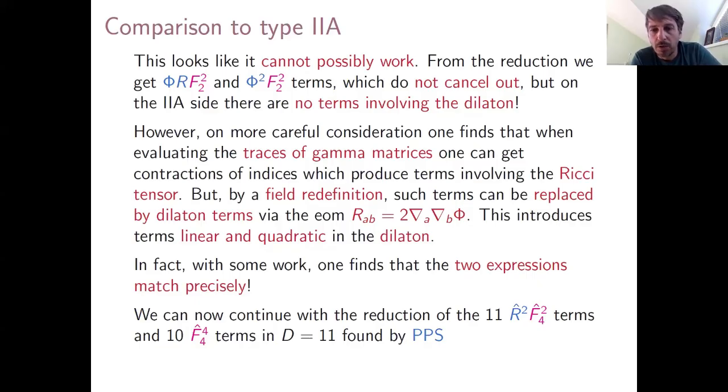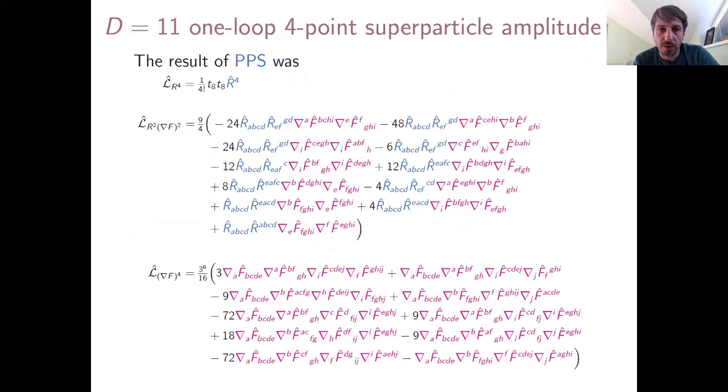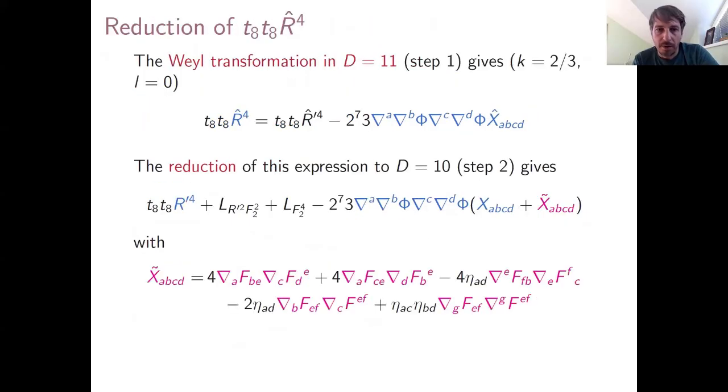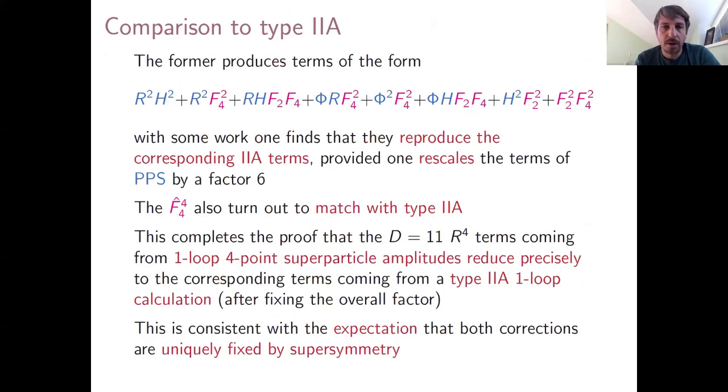We can continue and do the reduction of the R square F4 square terms in 11 dimensions. There were 11 of those in the result that Peters, Plefka, and Stern wrote. And we can also do the 10 terms that have the fourth power of the 4-form field strength, right? Remember, these are these expressions here. So these terms and these terms. Let's see. And if we do the R square F4 square terms, it produces quite a lot of different terms. It produces all these terms schematically in 10 dimensions.